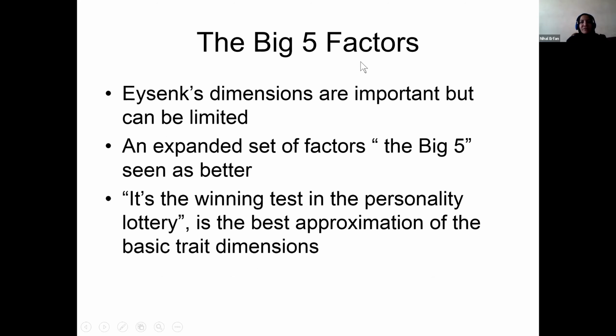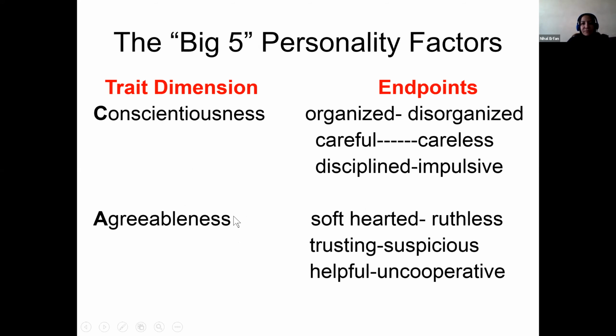So the Big Five is another one that you'll probably hear of. Although these dimensions that were described by these British psychologists are important, they can be limited. And so someone came along and expanded, and they said there's a set of factors called the Big Five, and that was seen as better. It's kind of the winning test in the personality lottery, if you will, and it's the best approximation of basic trait dimensions. So the Big Five.